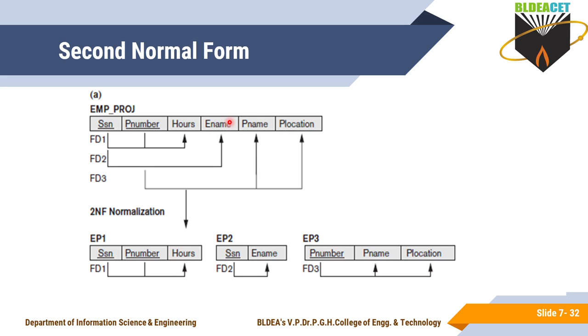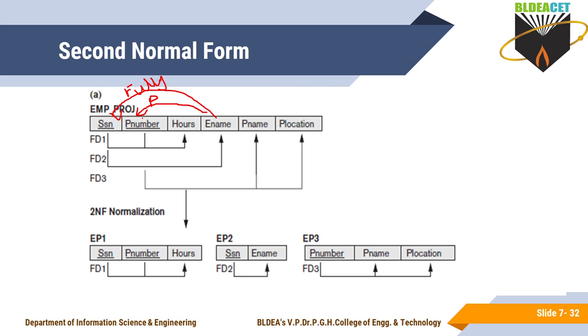In this situation, e-name is what now? E-name is fully functionally dependent on SSN. Then what about your P number here? Because the combination of SSN and P number is taken as the primary key in this relation, but e-name is fully functionally dependent on SSN, this e-name is only partially dependent on the P number. It is fully functionally dependent on SSN and partially dependent on P number.